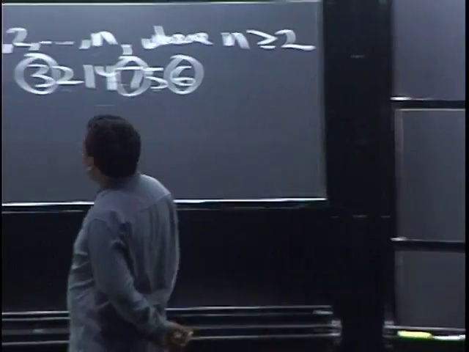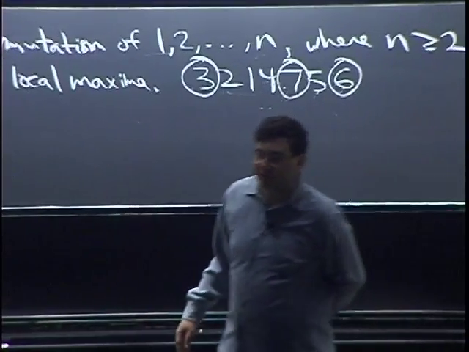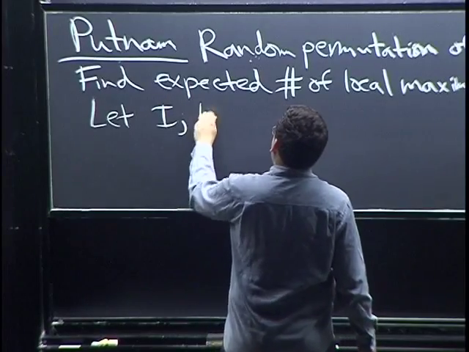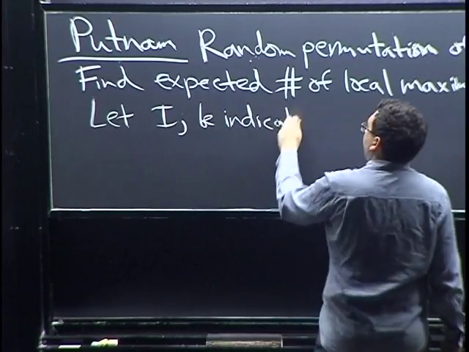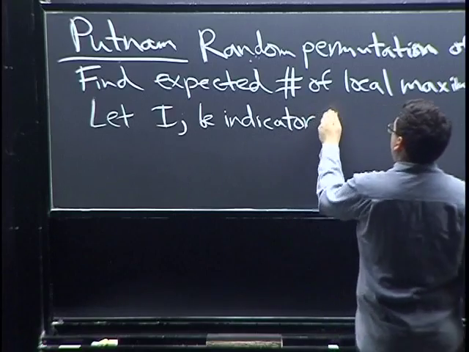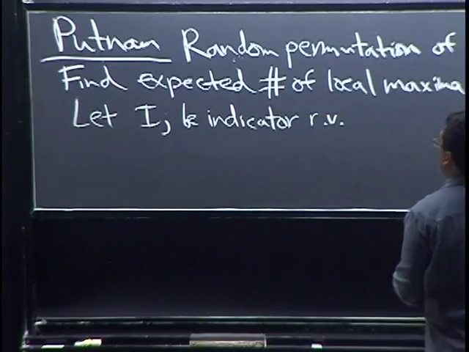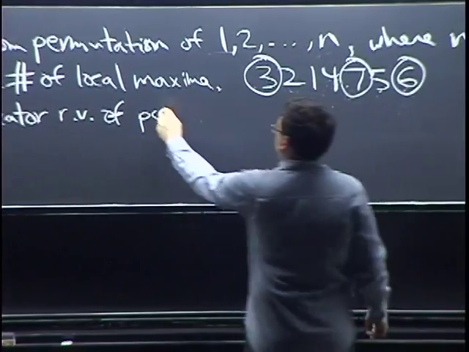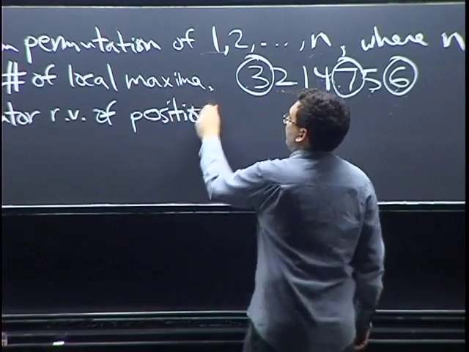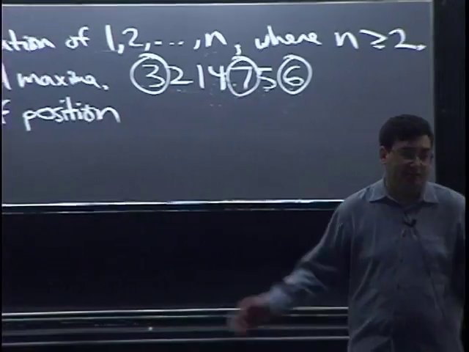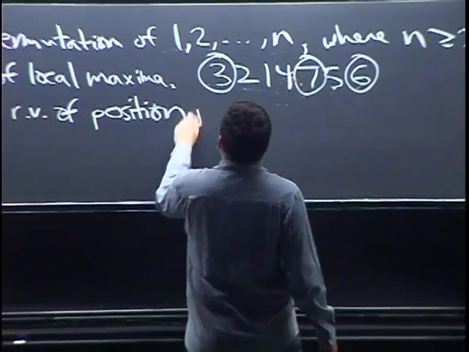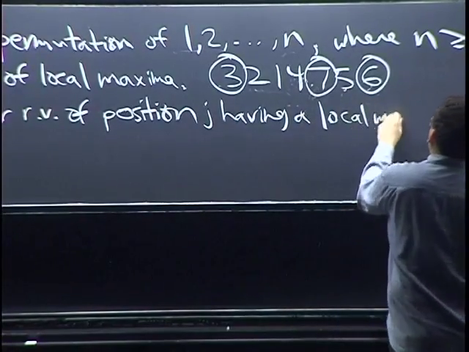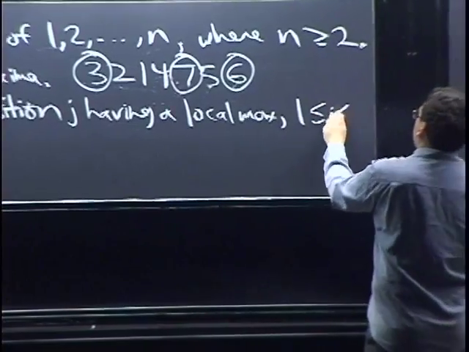First of all, we need some indicator random variables. Let I_j be the indicator random variable for position j being a local maximum. That is, this is position 1, 2, 3, and so on. Either position j has a local maximum or it does not. That's an event. So that's what we're looking at: position j having a local max. That's a natural indicator random variable to look at, and of course j goes from 1 to n.